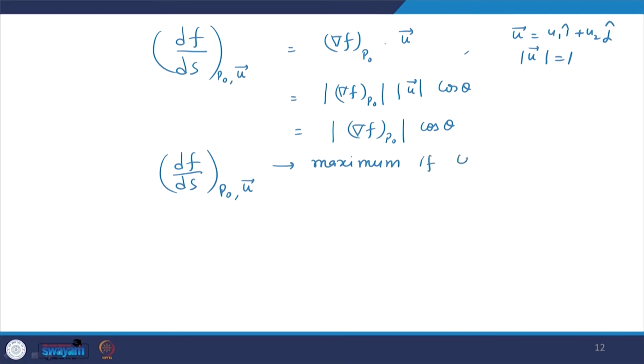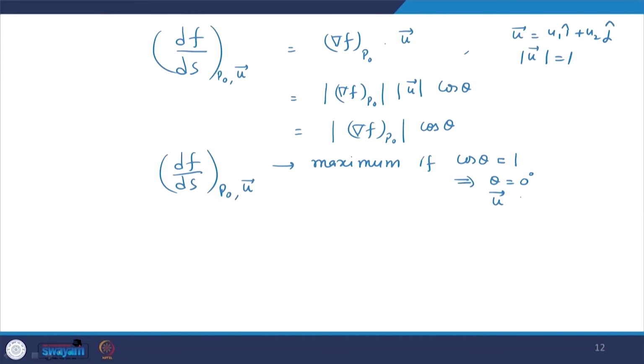if cos theta is maximum. Cos theta maximum means 1, because cos theta lies between -1 and +1, so the maximum value of cos theta is 1. If cos theta is 1, this means theta equal to 0. Theta 0 means the direction of u is the same as the direction of gradient of f at p naught. So, that means u is parallel to the gradient of f at p naught. That means the rate at which f increases most rapidly is along the direction of gradient of f.